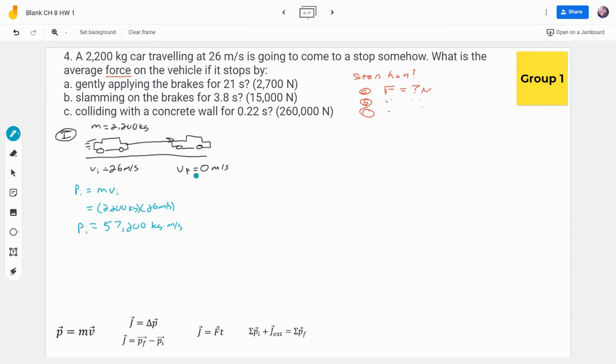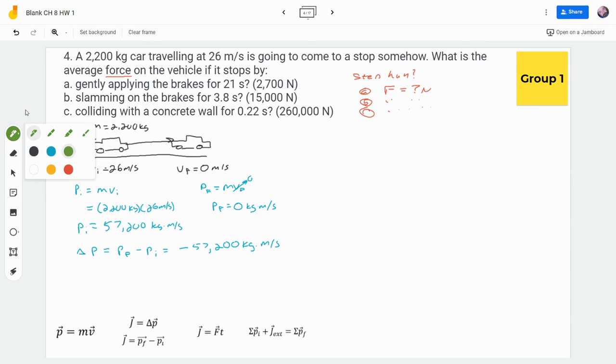Now let's look at what P final is going to be. Well, that's going to be easy. P final is equal to mass times V final, but V final is 0. Therefore, P final is equal to 0 kilograms meters per second. Now notice if we do it this way, delta P is equal to P final minus P initial. This is going to give us negative 57,200 kilograms meters per second. So you get a negative number here. You could do it this way. This would be perfectly fine.